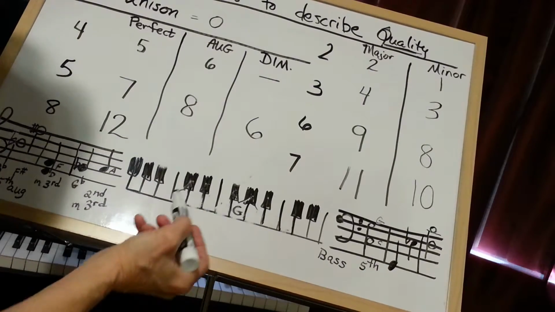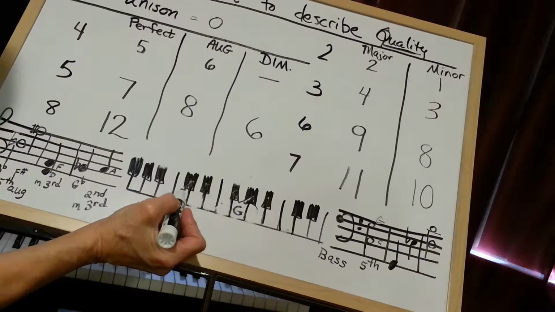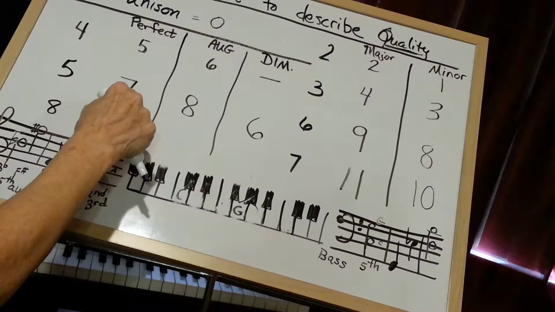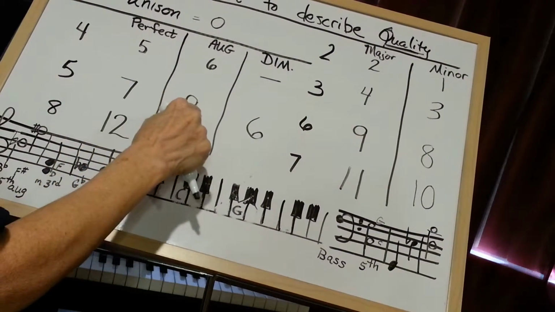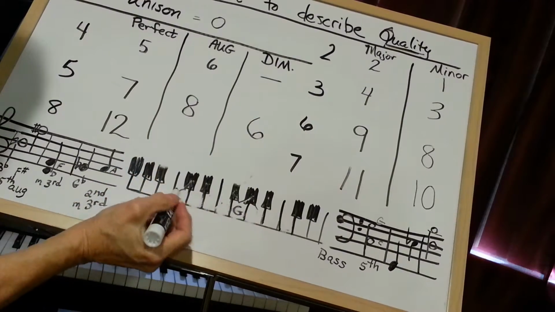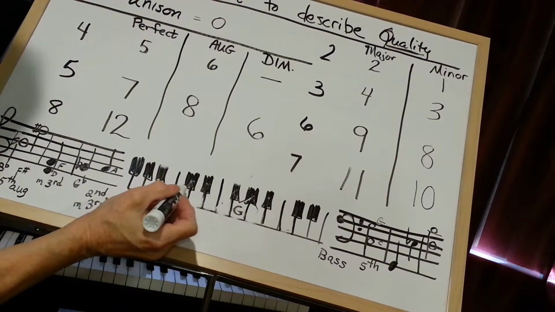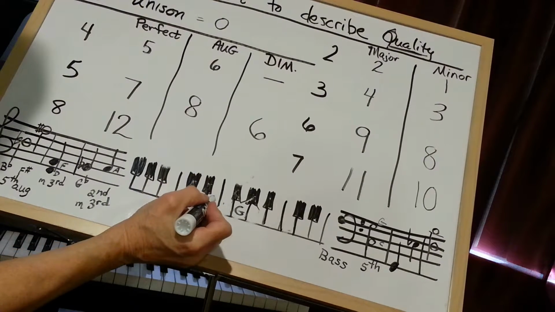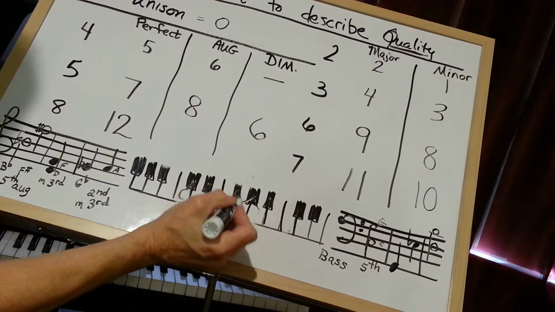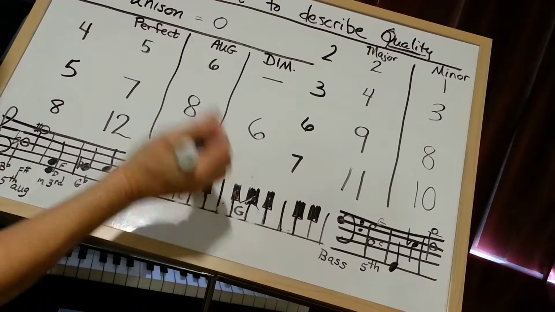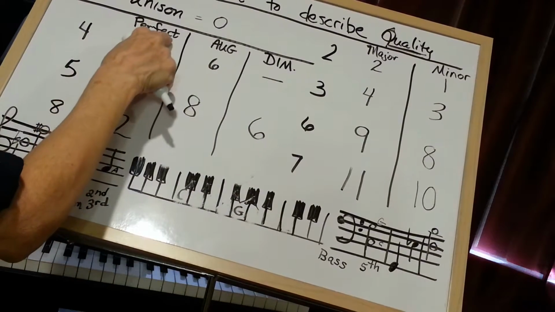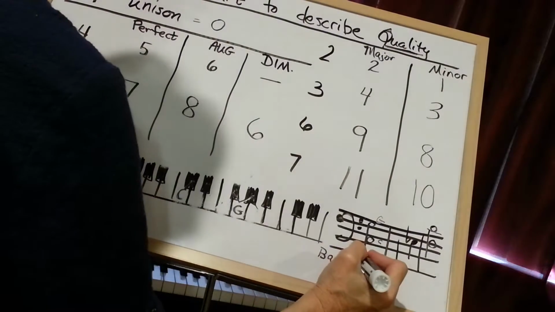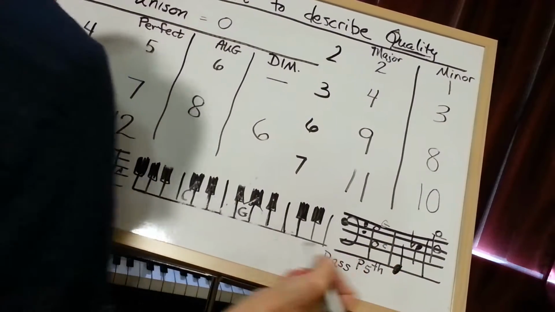Now let's count the half steps or semitones from C to G and see where it falls. Let's find out if it's perfect, augmented, or diminished. And we have to zigzag and catch all the keys. 1, 2, 3, 4, 5, 6, 7. 7 tells me that this is a perfect fifth. So we use a capital P for perfect.